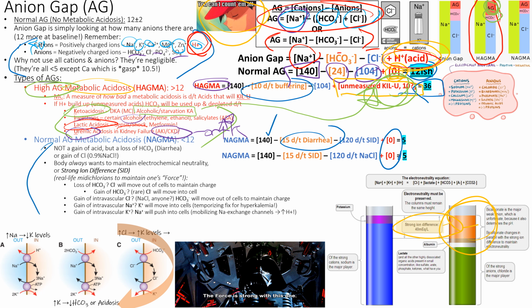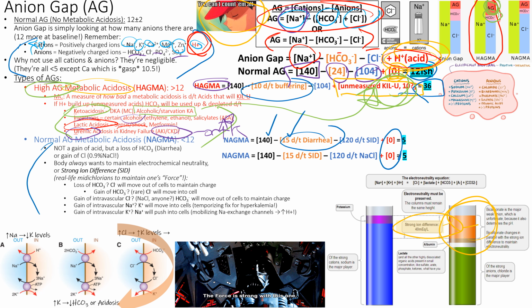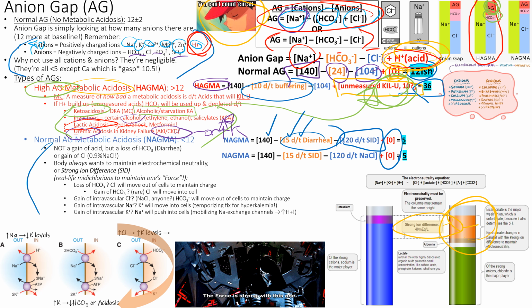So if you take 140 and we lost bicarb because we had diarrhea, right? Because your pancreas secretes bicarb and you poop all the bicarb before your body can reabsorb it, you've lost bicarb. Our acid-base balance has now favored acids, right? So we are not 24 anymore, we are 15. So 140 minus 15 is 125, right? And then if we subtract chloride, we would then be at what?